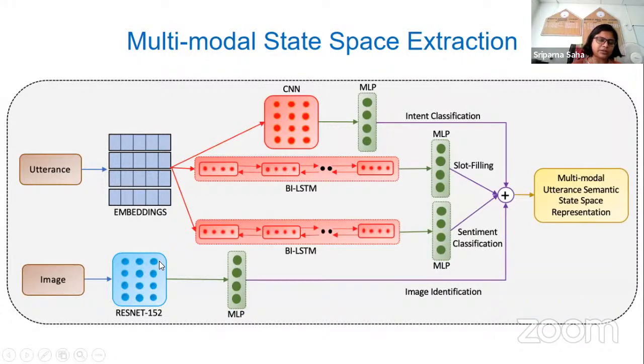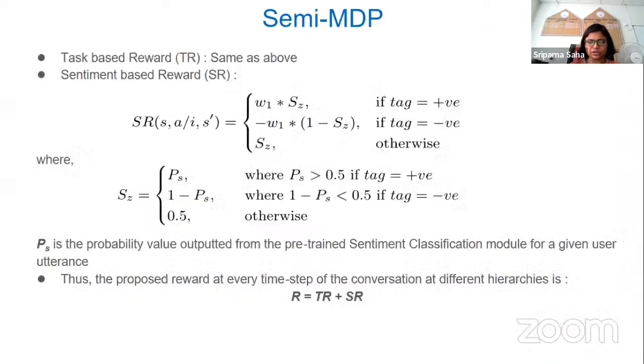So the image is passed through the ResNet, and we are getting the image vectors. And then there is a multi-layer perceptron. The multi-layer perceptron is basically identifying the objects, or the category of the image. So then these are the slots identified from the images. We are concatenating them together, and then we are generating the multimodal utterance semantic state space representation. This representation is given to the dialog manager, and the dialog manager is predicting some actions, and those actions are translated into a system response by the natural language generation module.